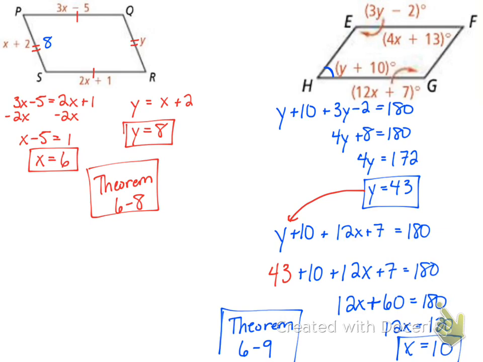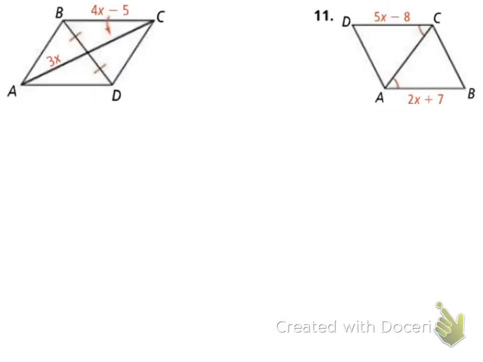Flip over to the back. On the back, I'm given lengths that are my diagonals. So again, I know that if I were to name the middle M, I know that BM would be equal to MD. If I prove that AM is equal to MC, I can prove that my diagonals bisect each other.